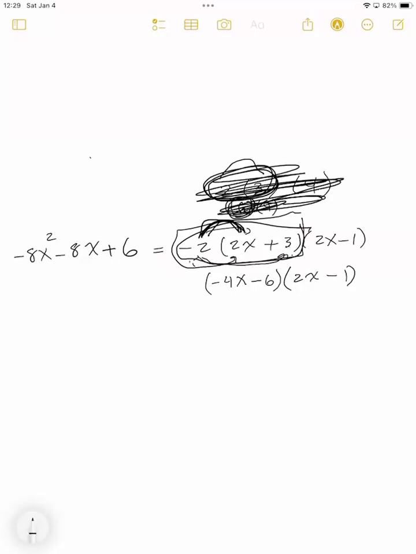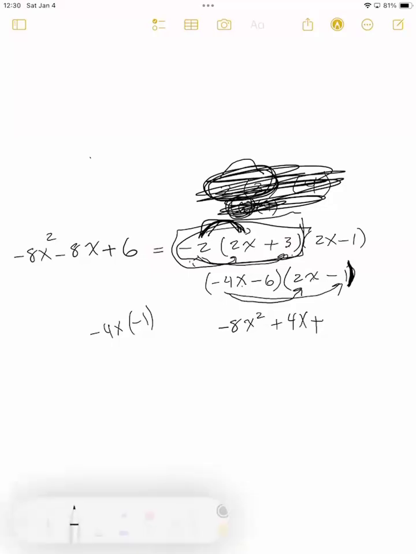So you multiply negative 4x by 2x. You get negative 4 times 2 is negative 8. X times x is x to the power 2. Then you put a plus sign. Negative 4x times negative 1. Negative times negative is positive. 4 times 1 is 4x. Plus sign. So there's a parenthesis here. We are done multiplying negative 4x by both of them.